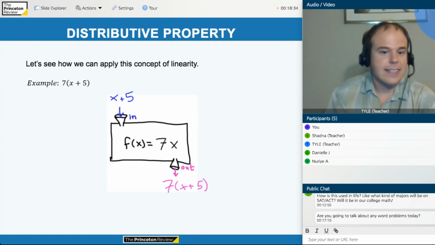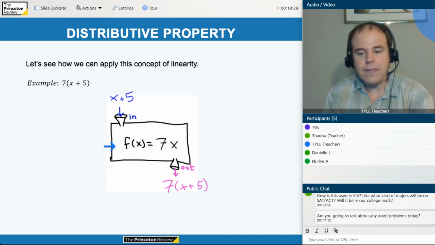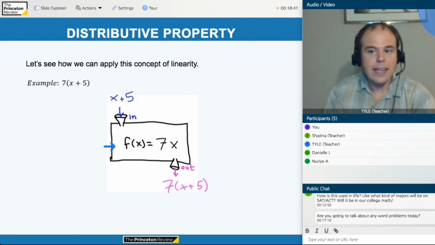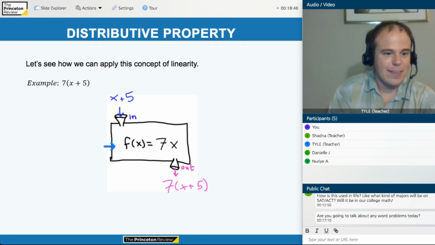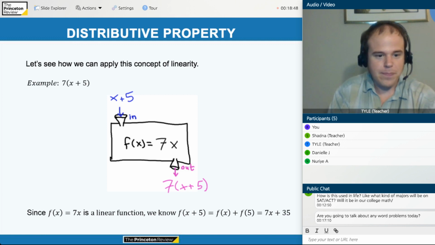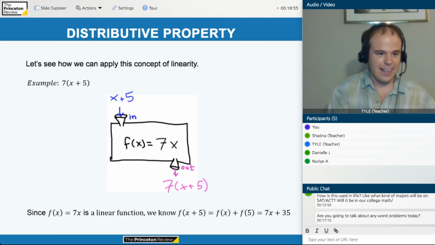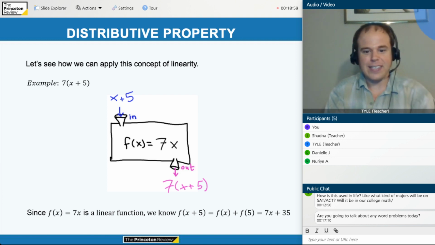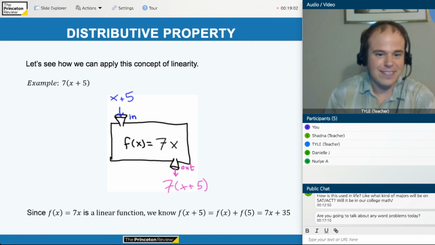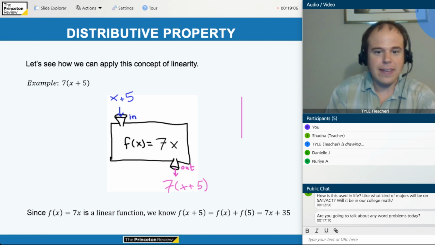And the insight here is that since this function in our box, f of x equals 7x, is a linear function, this means the following. Since f of x equals 7x is linear, we know that f of x plus 5 equals f of x plus f of 5. So we can apply the 7 to the x and the 5 separately, giving us our result, 7x plus 35. And how do I know that this function f of x equals 7x is linear?